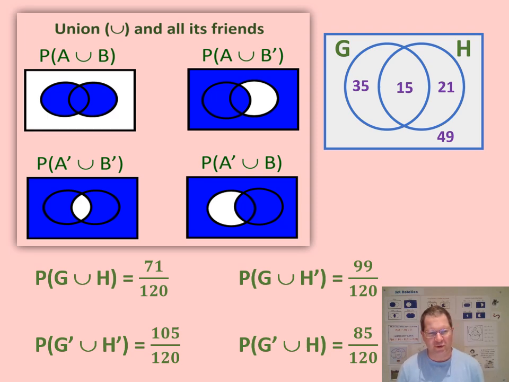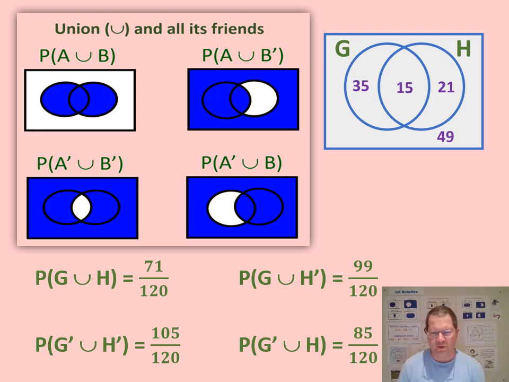Bottom left, we've got the probability of not G union not H. So the numbers that aren't in G are the 21 and the 49. The numbers that aren't in H are the 35 and the 49 again, but we don't count the 49 twice, adding up to 105 out of 120. Again, we could just take away the 15 from the 120, the 15 being the only number that's not included.